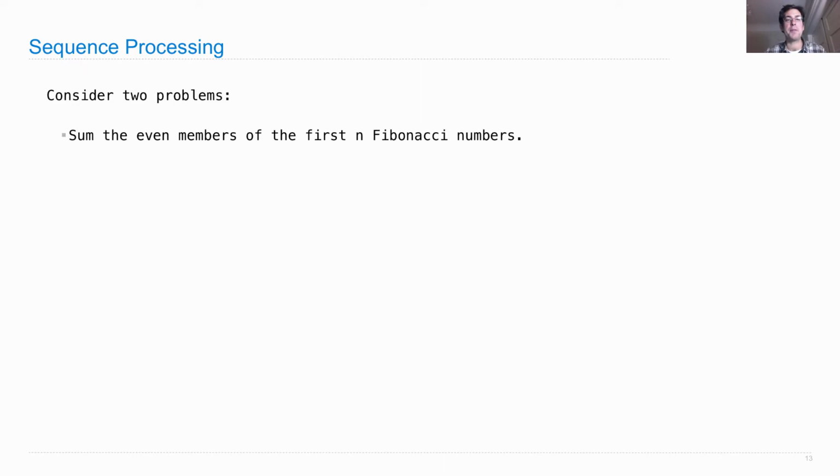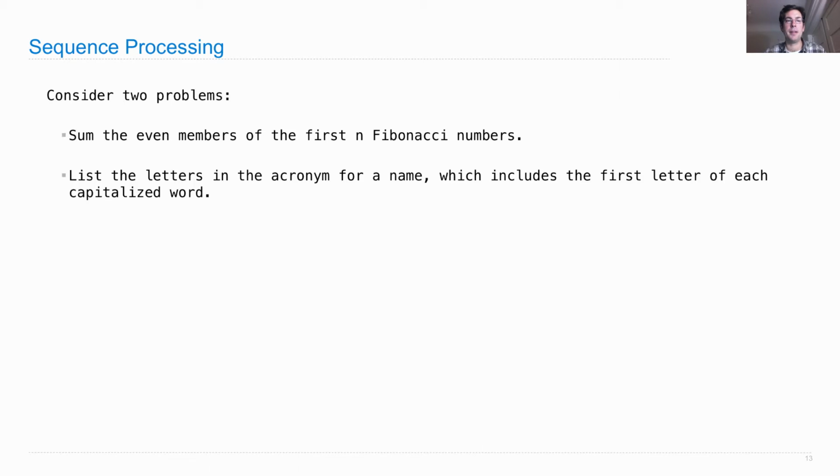Sum the even members of the first n Fibonacci numbers. List the letters in the acronym for a name, which includes the first letter of each capitalized word. These two problems don't seem immediately related, but they are, because they both involve sequence processing. So here's an approach to computing the first.